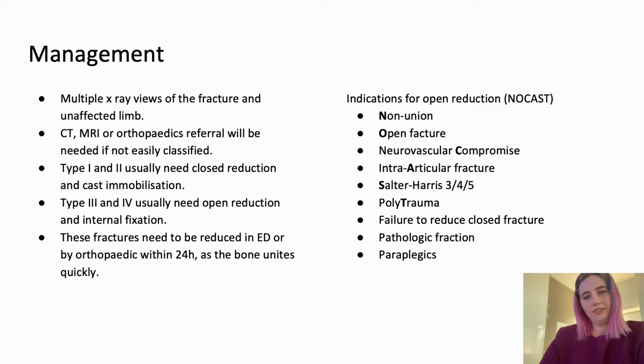So indications for an open reduction, or the mnemonic "no cast": if it's got non-union, it's an open fracture, it's neurovascular compromise, there's intra-articular fracture, it's Salter-Harris 3, 4 or 5, there's polytrauma, there's failure to reduce a closed fracture, as I was talking about in type 1 and 2, a pathological fracture, and they're paraplegic.